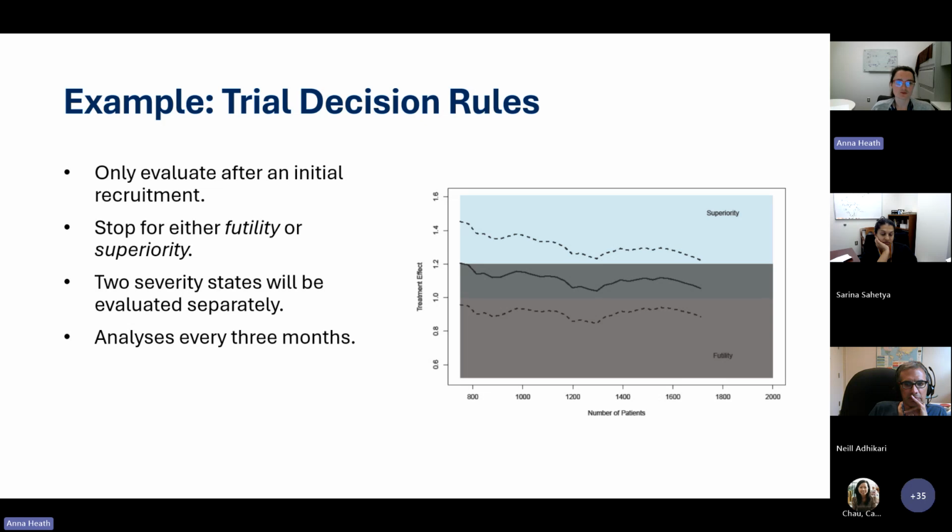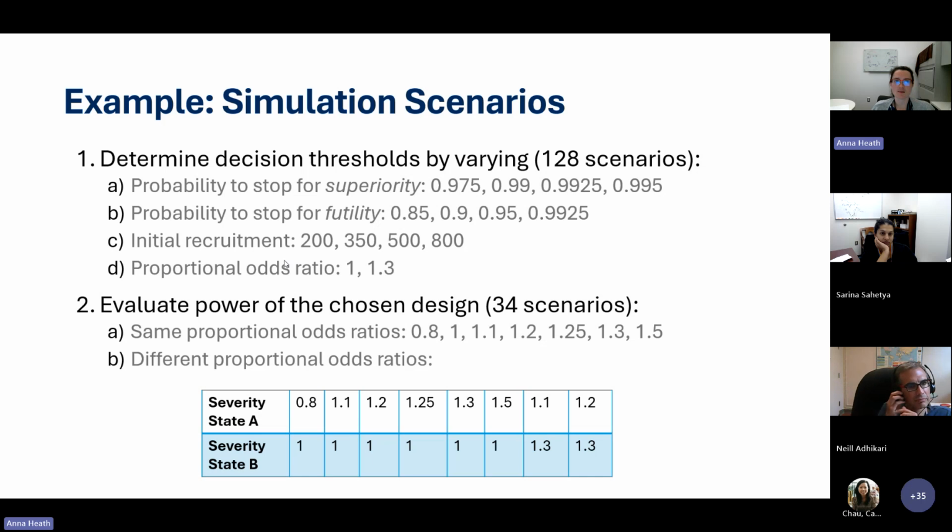So in terms of the decision rules, we just have the 2, futility and superiority, but we also have this idea that the 2 severity states are going to be separate. And we also need to evaluate what's the appropriate level for the initial recruitment. So we started to think about what our simulation scenarios might be. We wanted to determine our decision thresholds. What were the best thresholds to make our decisions?